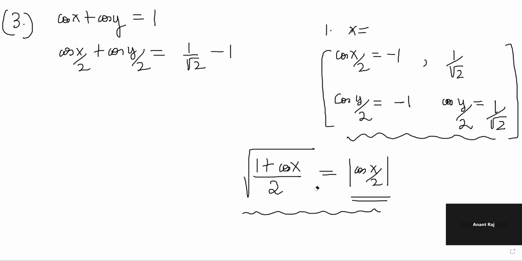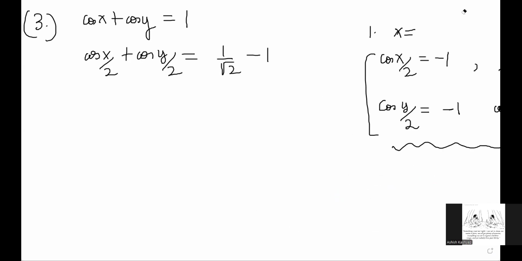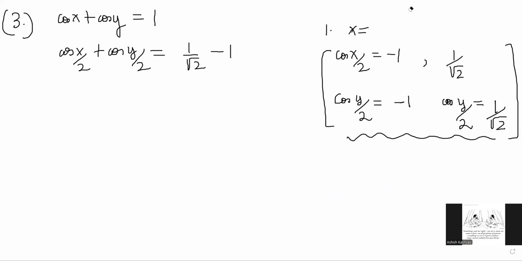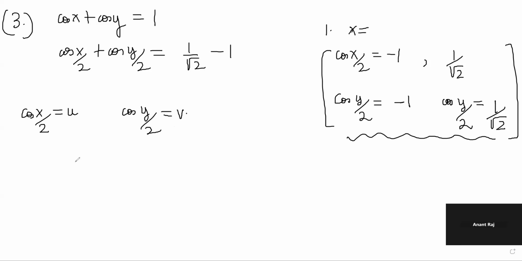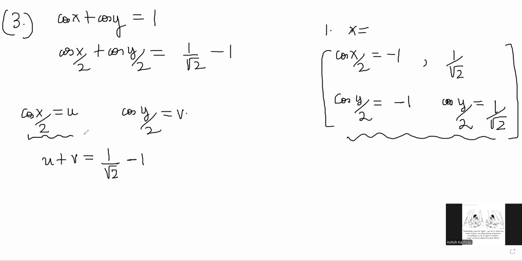Yes, I got it. The way to do the problem is to convert it into an algebraic situation. How will we convert it into an algebraic situation? Sir, we can write 1 plus cos x as 2 cos² x/2. Then it will become an equation like 2a square plus 2b square equals 3. I will take cos x by 2 as u, cos y by 2 as v. I will get one equation u plus v is equal to this.